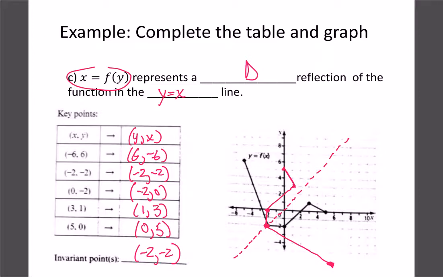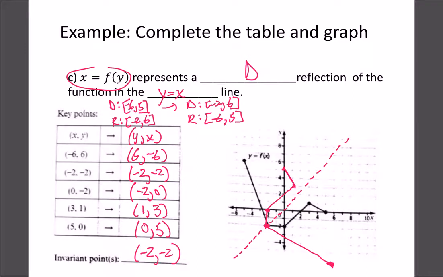Maybe let's write it out quick, because it's almost the same as the last one. So our original domain again was from negative 6 to 5. Original range was from negative 2 to 6. And then if we look at our new graph we did, you can see our domain on the new one goes from negative 2 to 6. And then the range goes from negative 6 up to positive 5.